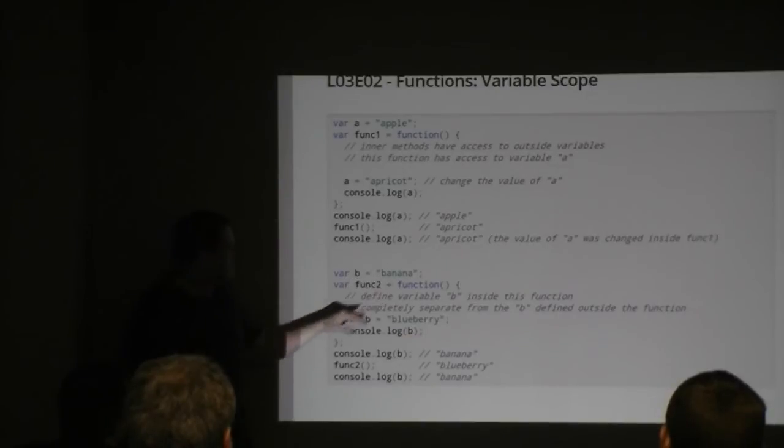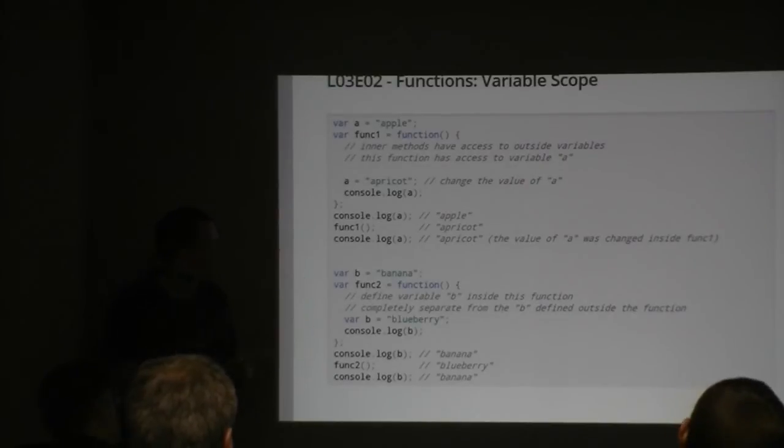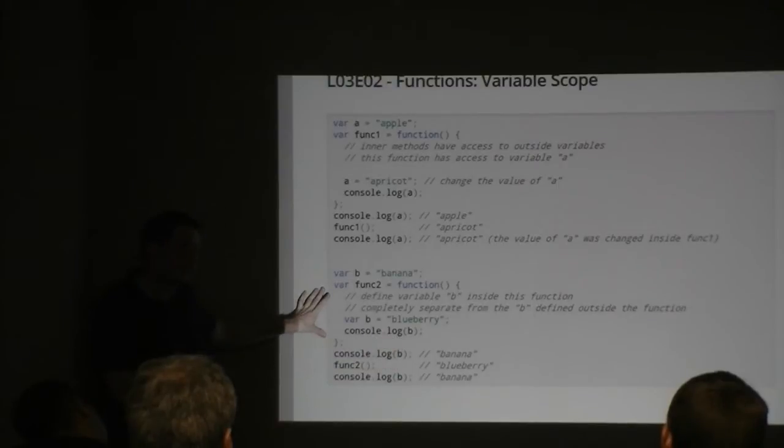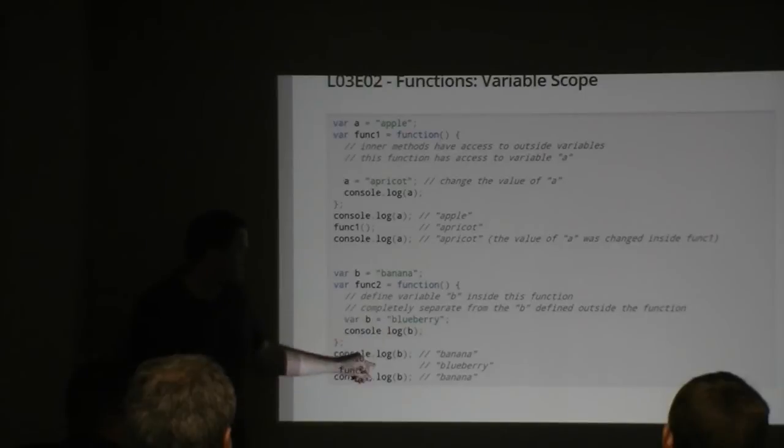Alternate example is down here. B is banana. Create the function. Inside this function, we do var b. Var b is a totally separate variable than this b. Right? Different contexts. They can't ever mess with each other, right? We're assigning blueberry to b, and we're printing out b. That's just the function definition. Then we execute. So this is banana, this is blueberry, and then we print b again, and it's still banana, because this b was different than that.